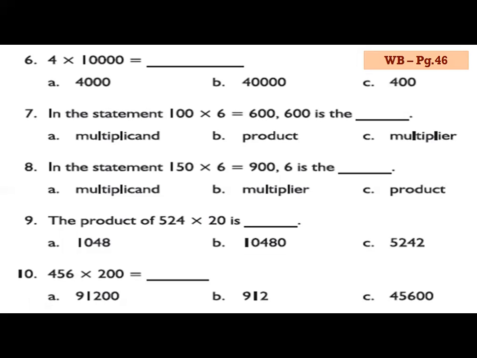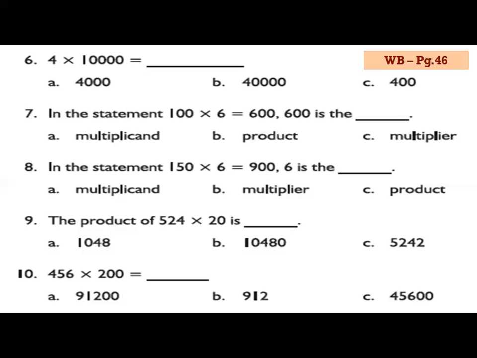Eighth question. In the statement, 150 into 6 is 900. So 6 is the dash. So 6 is multiplicand or multiplier or product. Ninth question. The product of 524 into 20. So find the multiplication product and choose the answer.